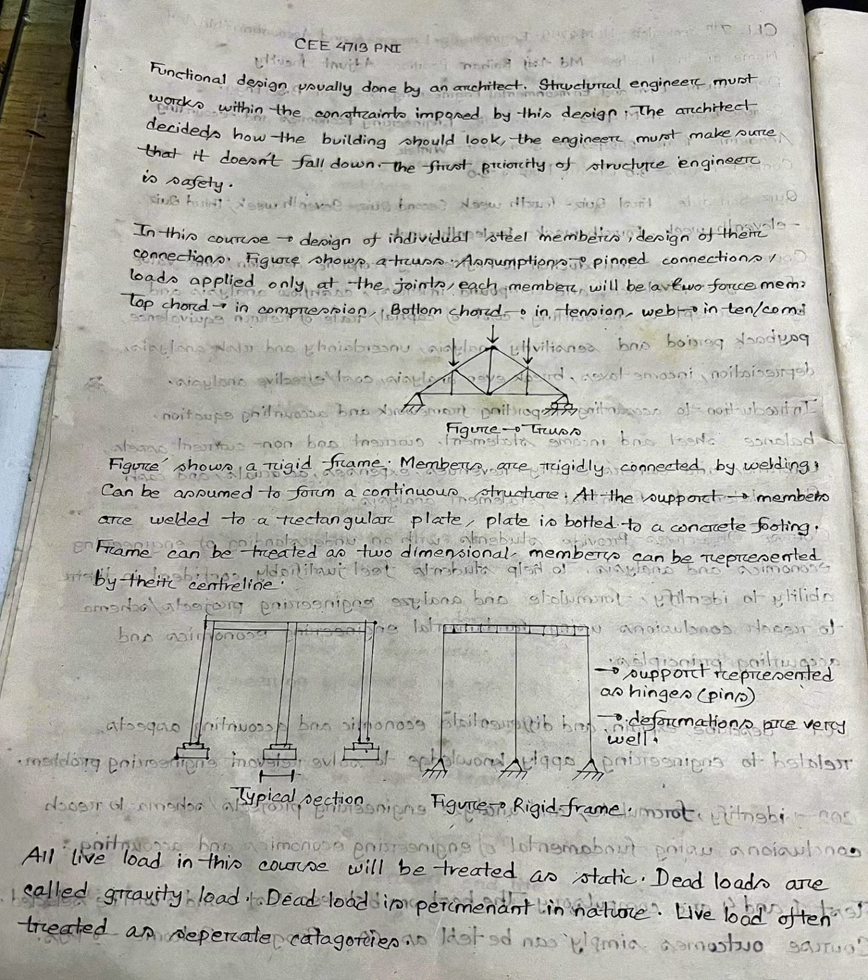Engineering notes, structural design concepts. Functional design is usually done by an architect. The structural engineer must work within the constraints imposed by this design. The architect decides how the building should look. The engineer must make sure that it doesn't fall down. The first priority of structural engineering is safety.